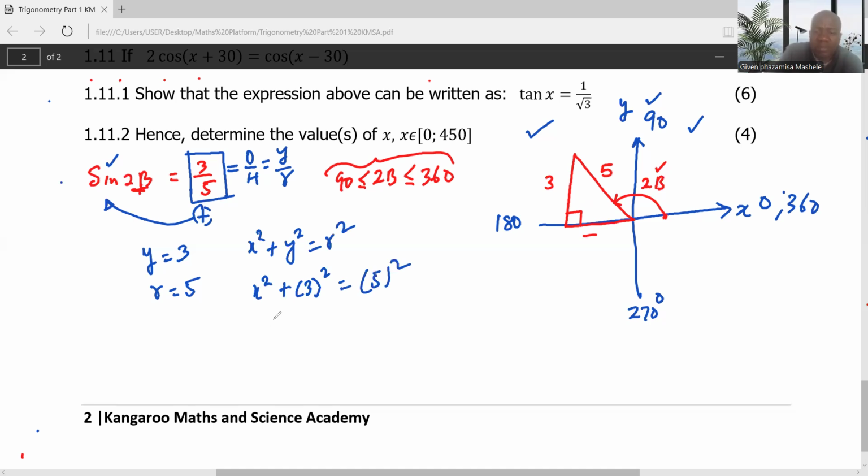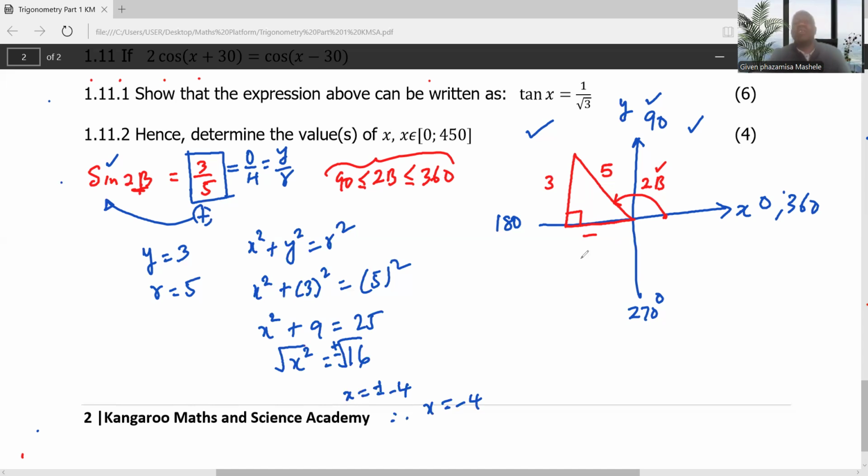So this becomes 9, 25. Then we transpose 9 to the right-hand side. 25 minus 9 is 16. Then we apply the root sign, but you have to allow plus and minus, because we need to choose: plus minus 4. So which one is the correct answer? X is negative 4 because it is in the second quadrant. Okay, now I believe you are following.